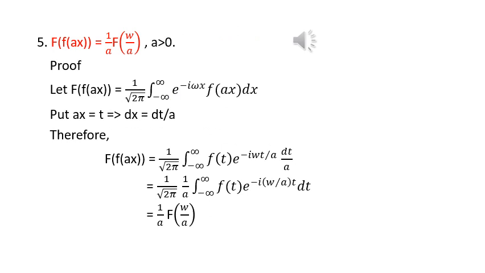Here is the last property. Fourier transform of f of ax is equal to 1 by a into Fourier transform of omega by a, where a is greater than 0. Now let us see how we will prove this.